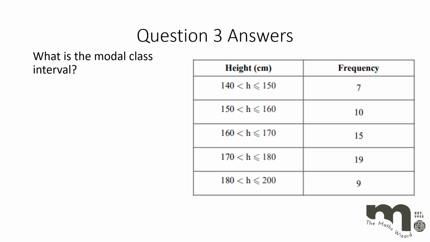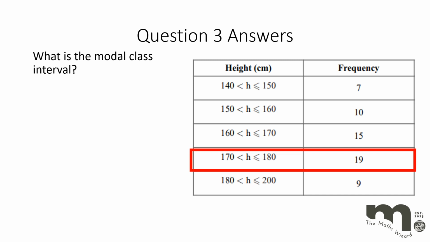Okay, modal class interval, very similar to the first bit. You need to look at the highest frequency, and as we can see here, this class interval is the highest frequency. So we actually need to write down the full class interval there. We don't write down a specific value like we did on the standard frequency table. So we need to write down this 170 and 180 on either end there of those inequality symbols.